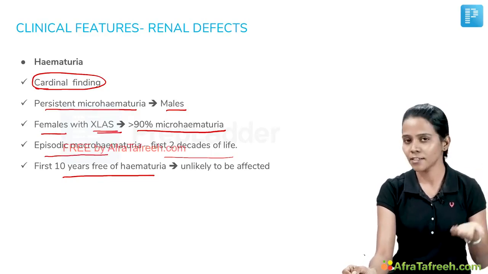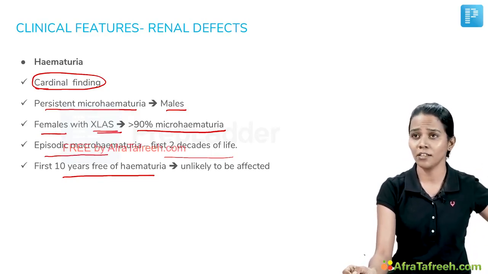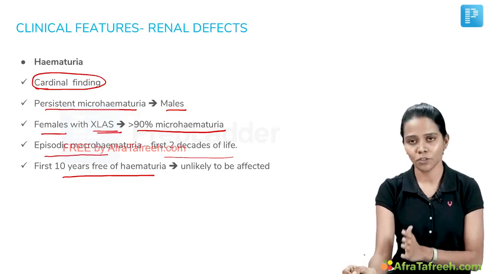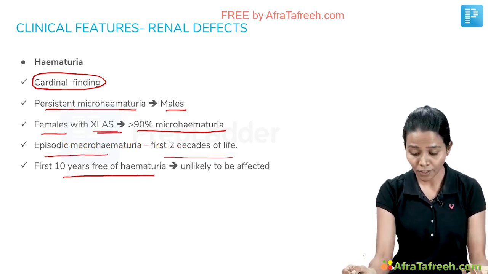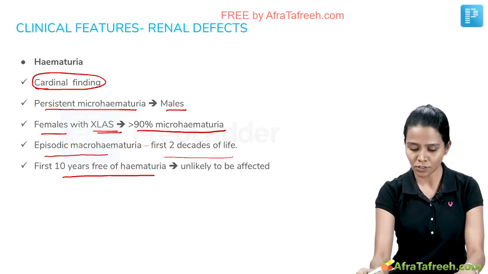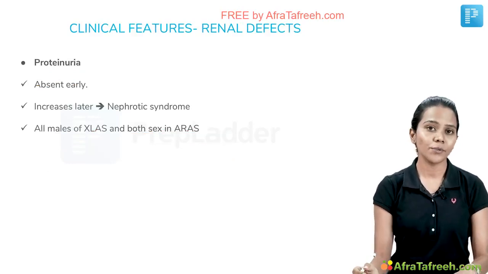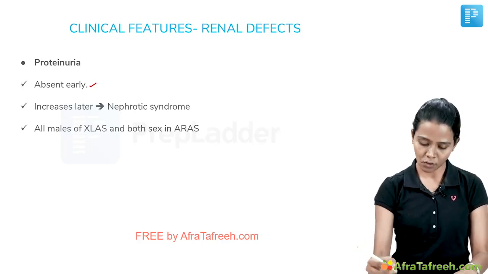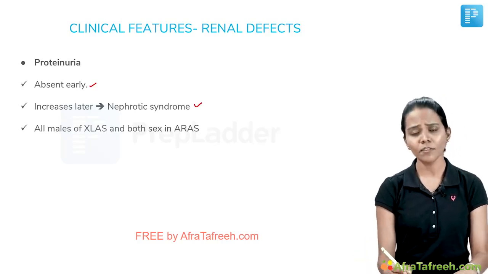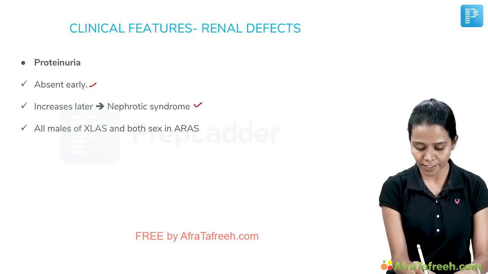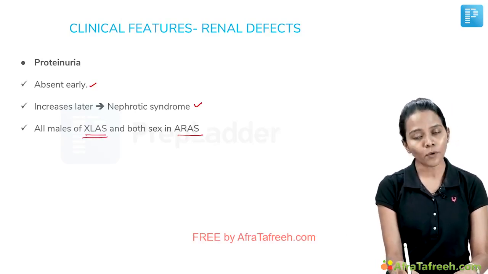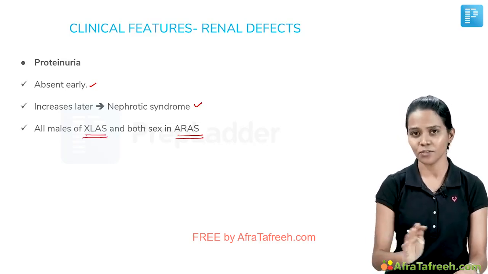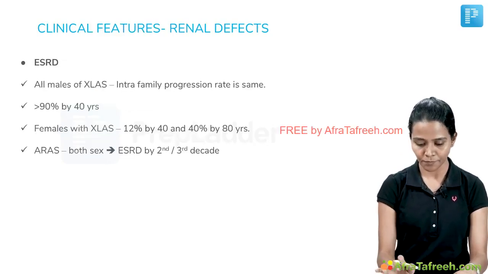Microhematuria is generally persistent, starts in childhood or at a very young age, maybe less than 1 to 2 years, and it continues to persist. Macrohematuria generally appears in the first 2 decades of life. Proteinuria is absent early in the disease, and slowly it increases later, causing nephrotic syndrome. It is seen in all males of X-linked Alport syndrome and both sexes in autosomal recessive Alport syndrome, where there is no sex difference between these two groups.